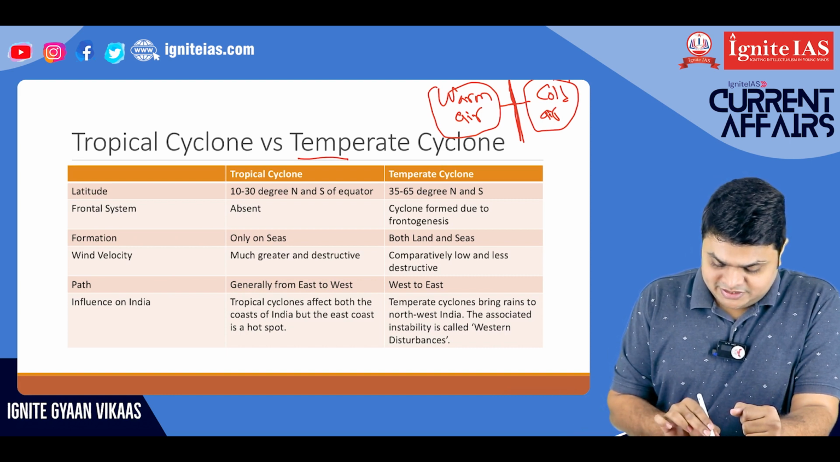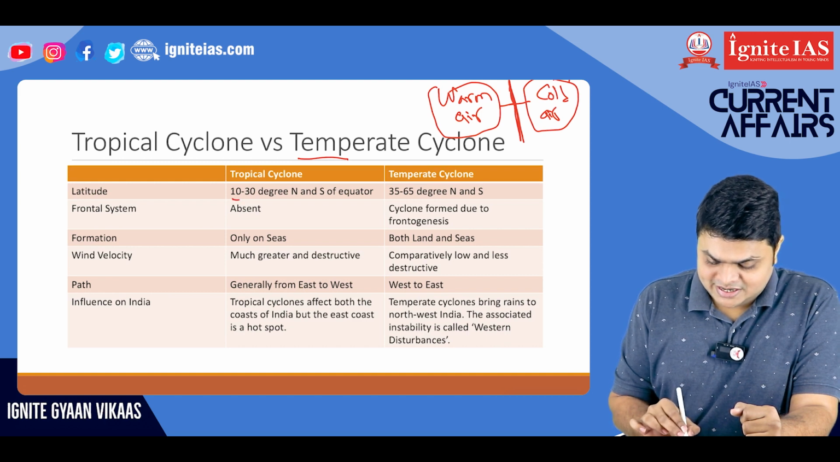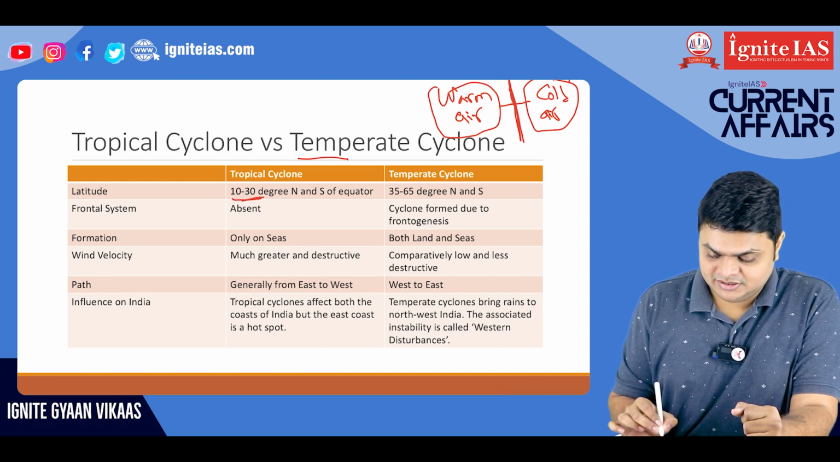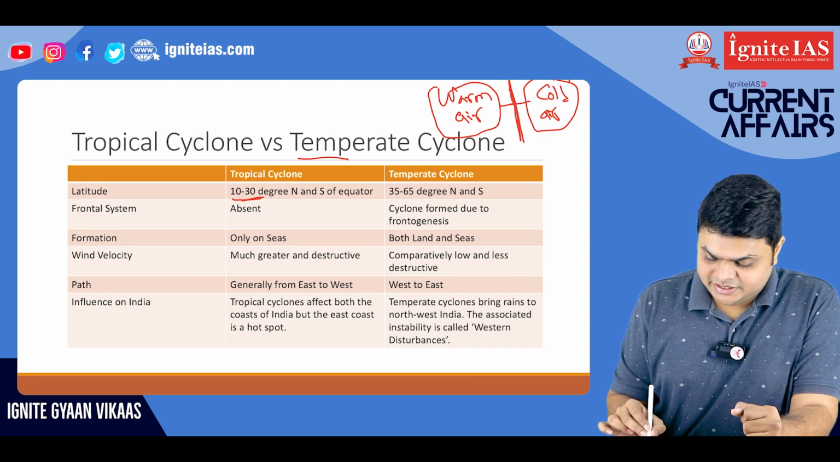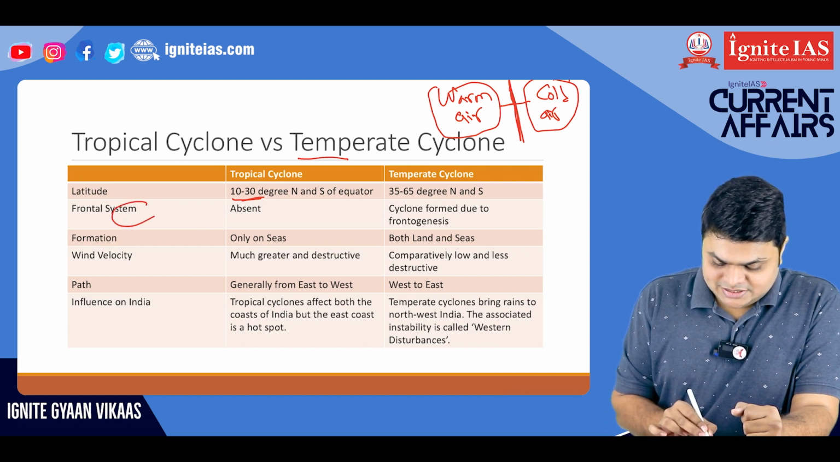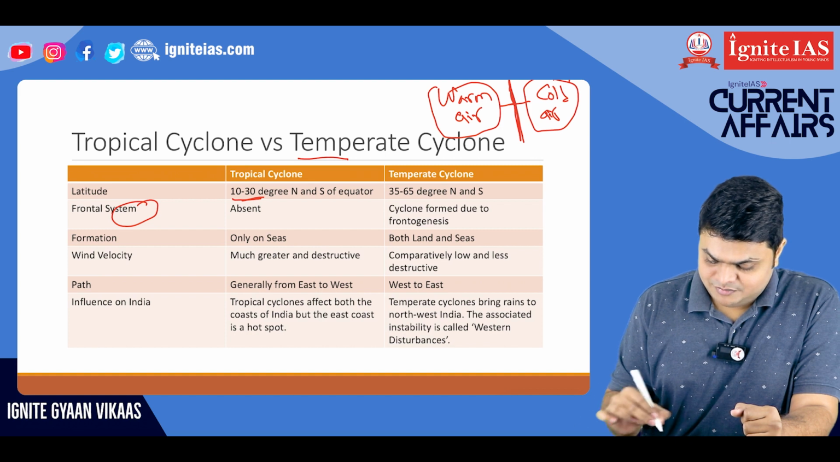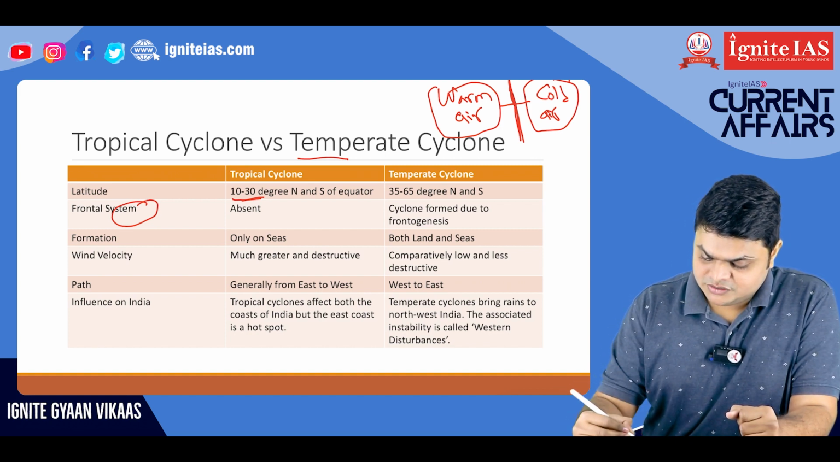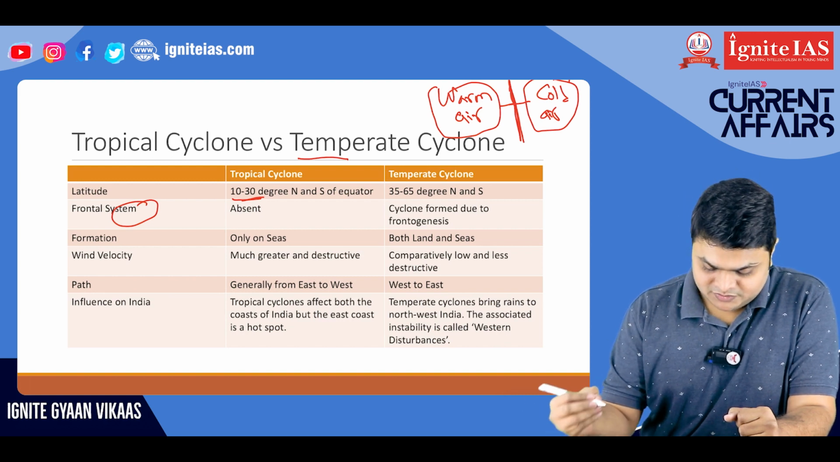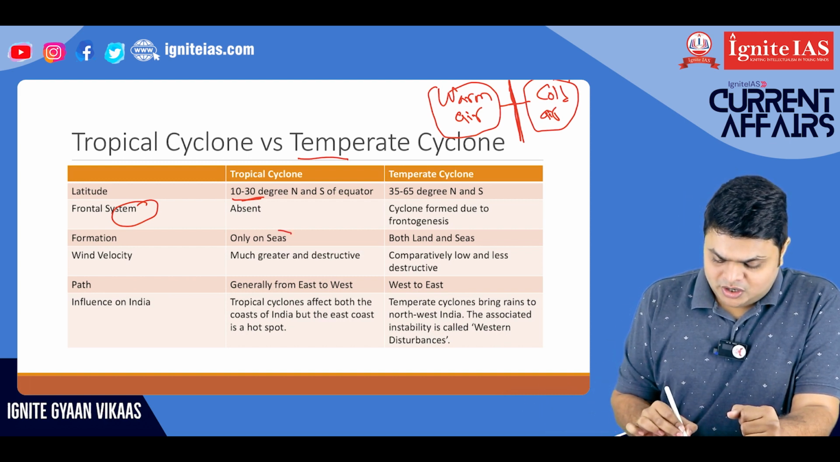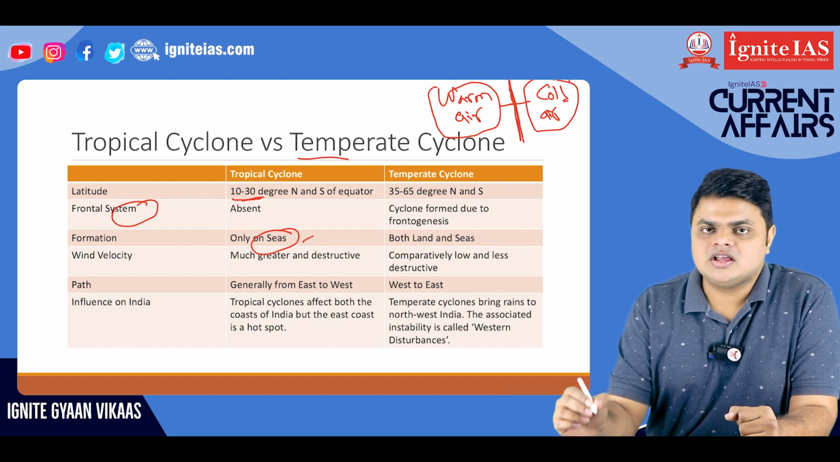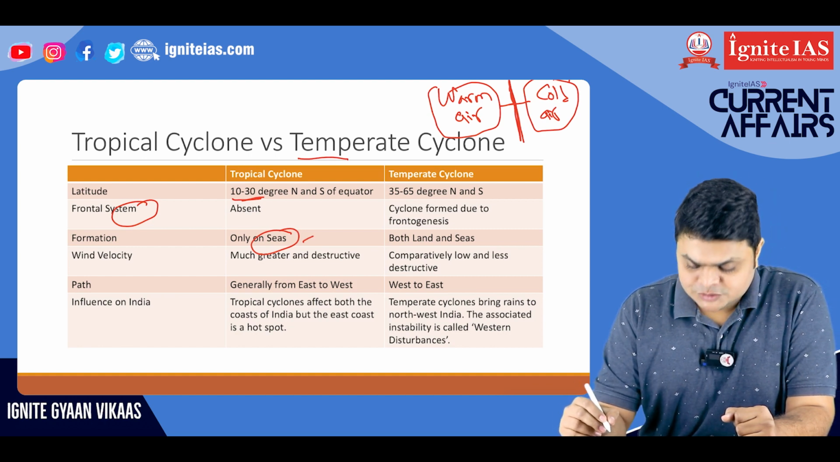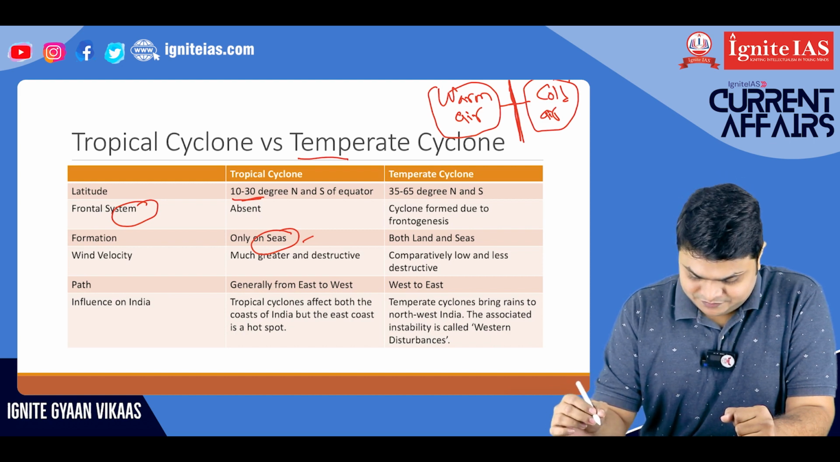Now we have seen the main differences. Tropical cyclone is in tropical areas, that is 10 to 30 degrees north and south of the equator, and temperate cyclone is 35 to 65 degrees north and south of the equator. Now, the frontal system is absent in tropical cyclone, but the main genesis of temperate cyclone is the front. Because of the formation of a front only, the temperate cyclone occurs. Now tropical cyclone can form only in seas, because we know that there should be a constant supply of moisture, which is possible only on seas, but that's not for temperate cyclone. It can form both on land and seas.